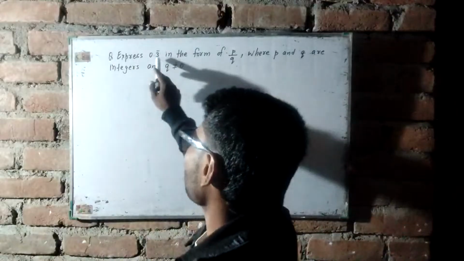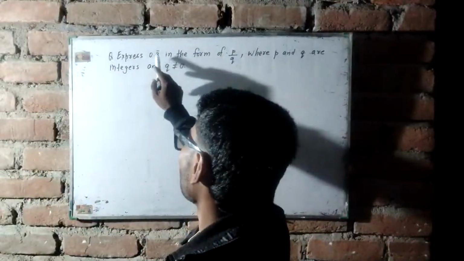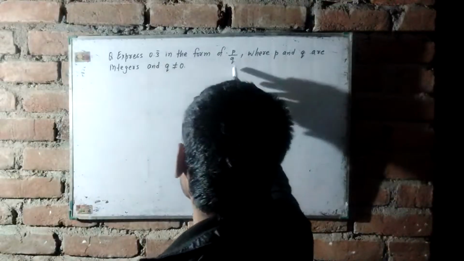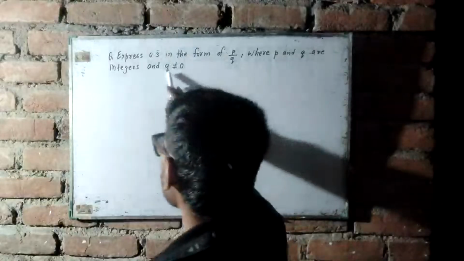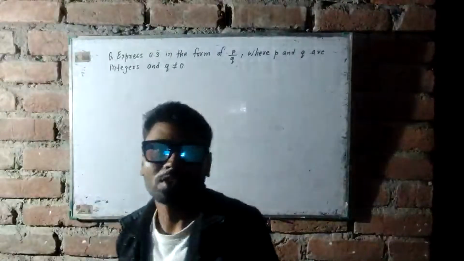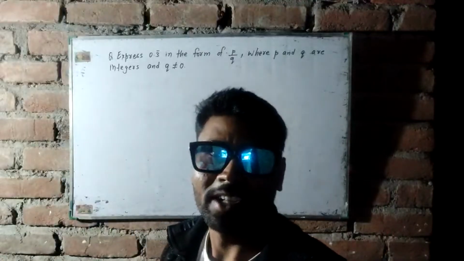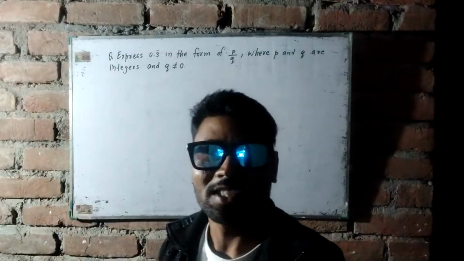Express 0.3 repeating (3 over bar) in the form of p/q where p and q are integers and q is not equal to 0. Okay? So now let's begin. Have a look, guys. Solution of this question.